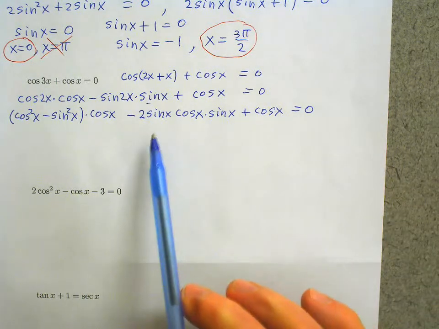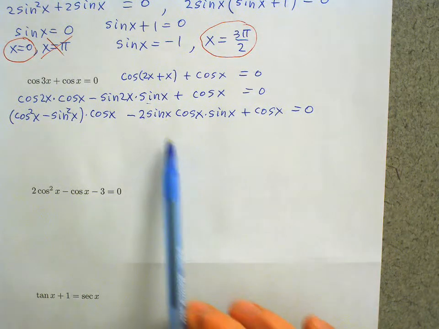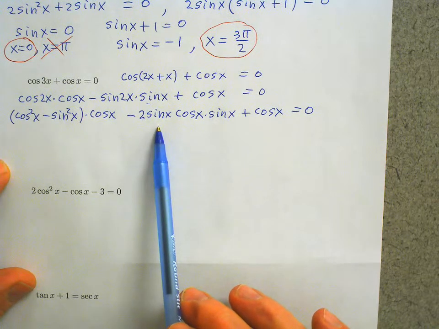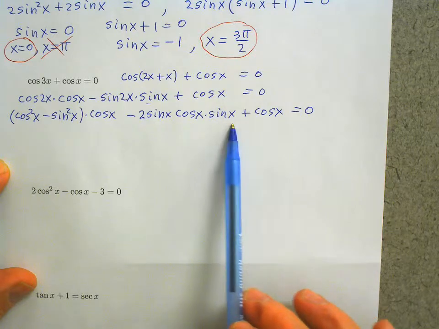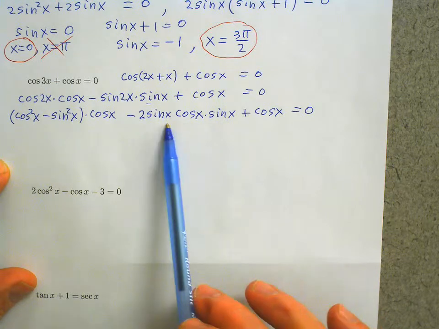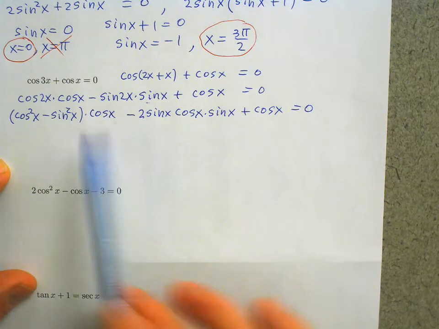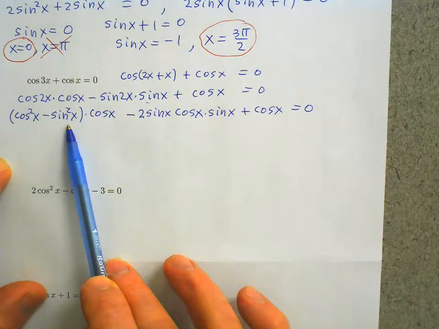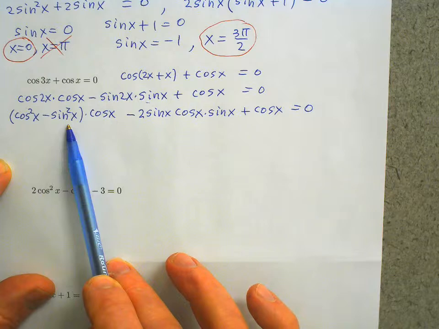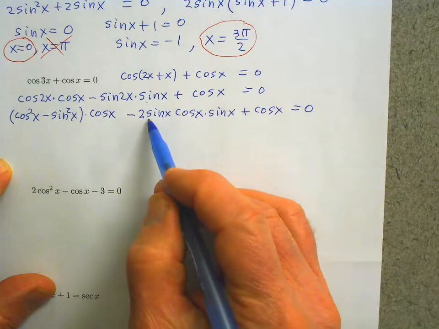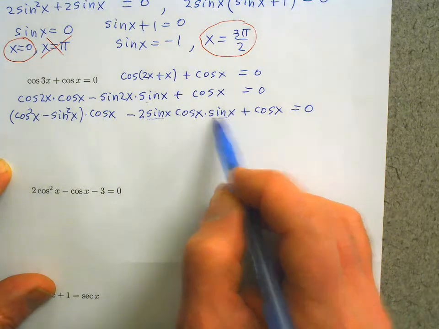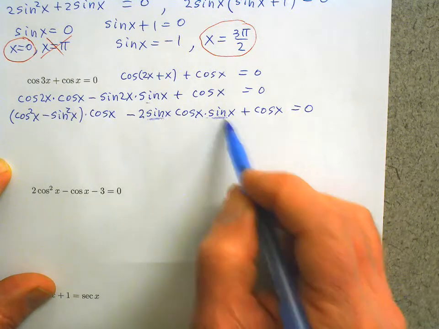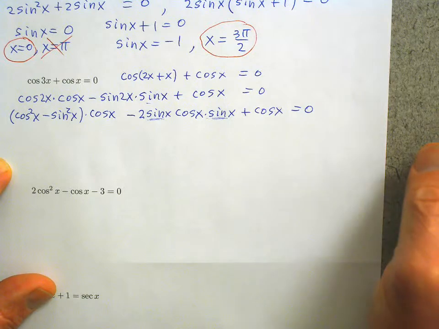Okay, now what? Well, I think what I want to do is replace this sine of x squared with 1 minus cosine of x squared. And I have another sine squared over here when I multiply those. So I'm going to replace this sine of x squared by 1 minus cosine of x squared also.